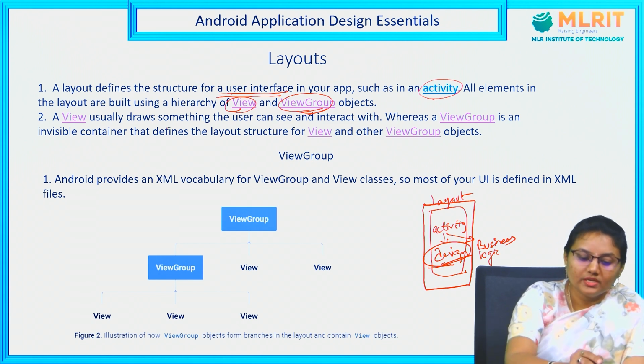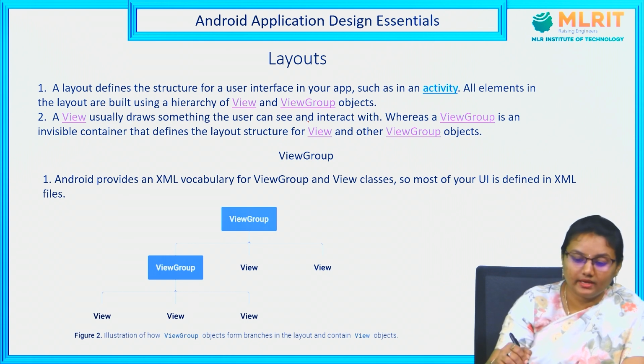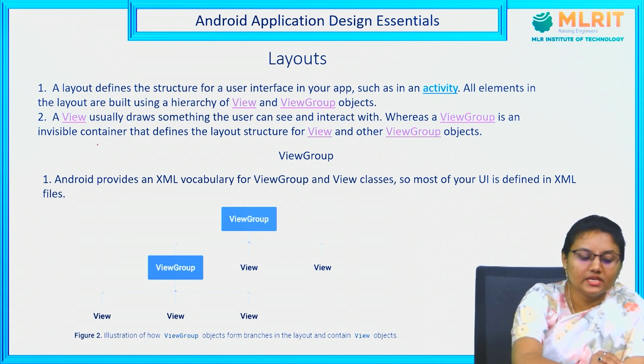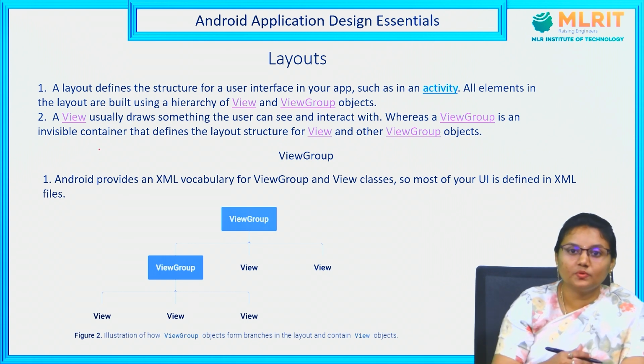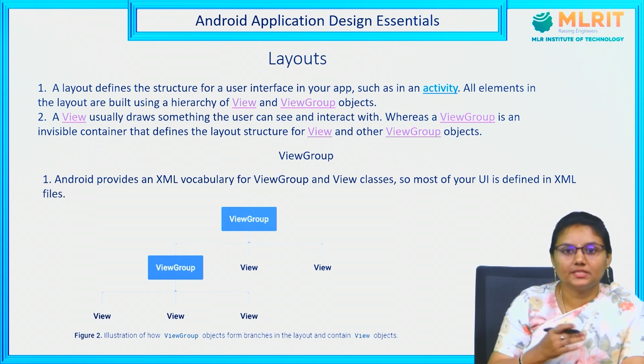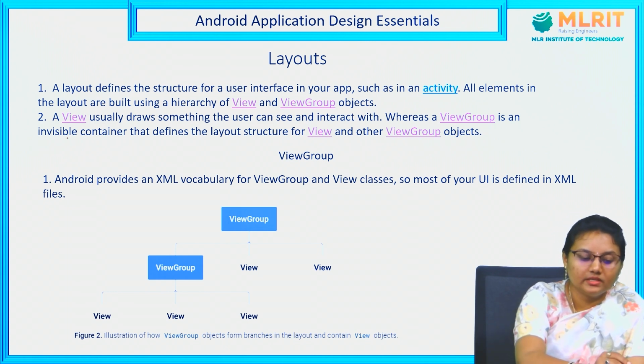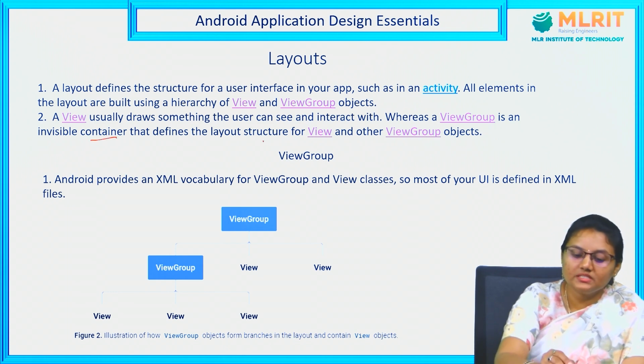View usually draws something the user can see and interact with. So that is the design part. Whereas view group is an invisible container. That means whatever components you are using, it binds them, but you cannot see the view group. There is no particular visible class. It is just an invisible container that defines a layout structure for view and other view objects.